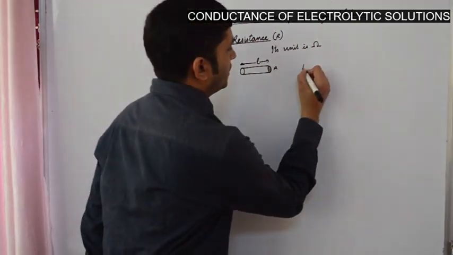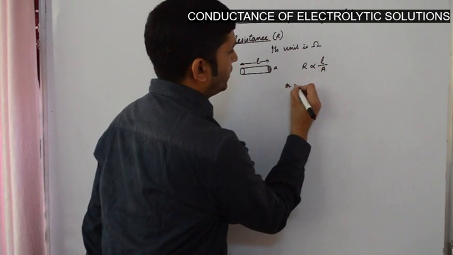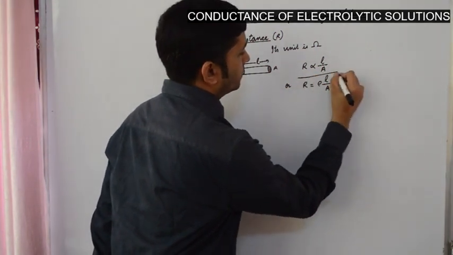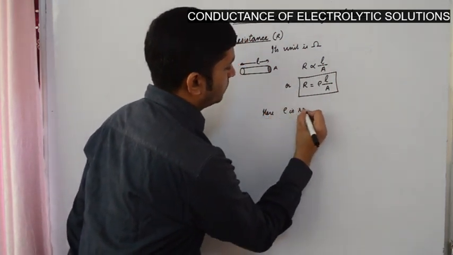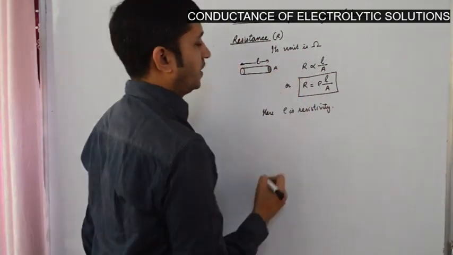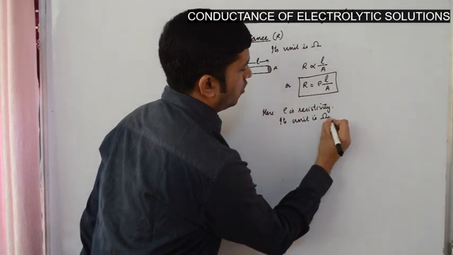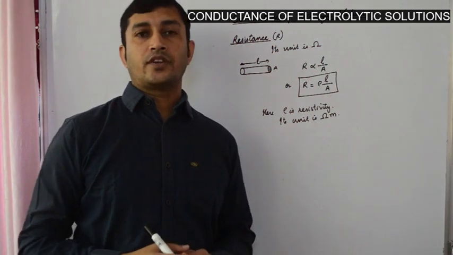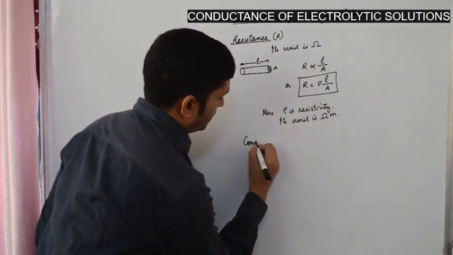So we can write that resistance is proportional to L upon A, or resistance is equal to rho L upon A. Here rho is the resistivity of the conductor. Its unit is ohm meter. Reciprocal of resistance is known as conductance, which is our next term.